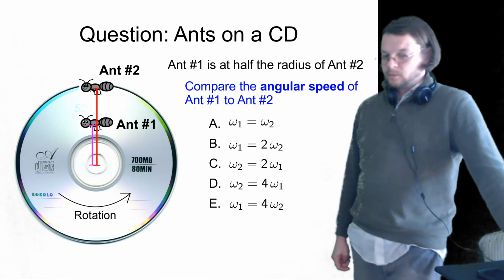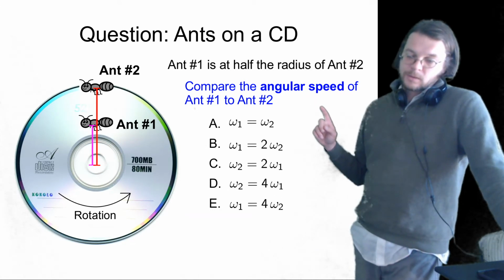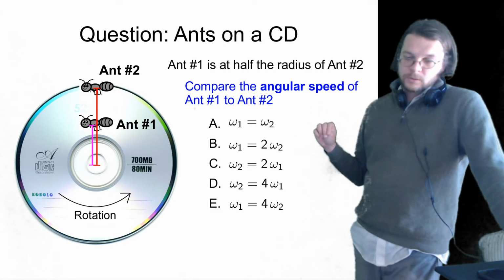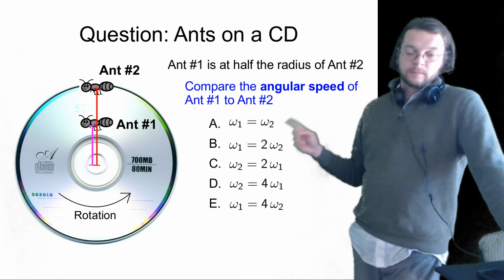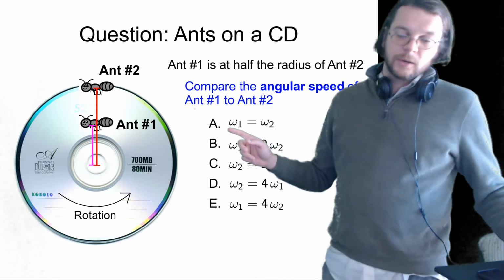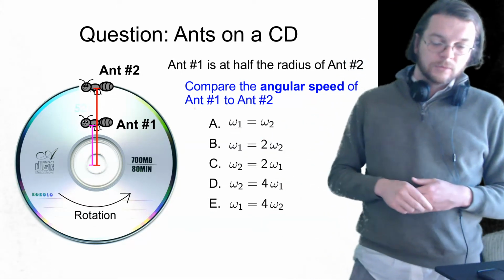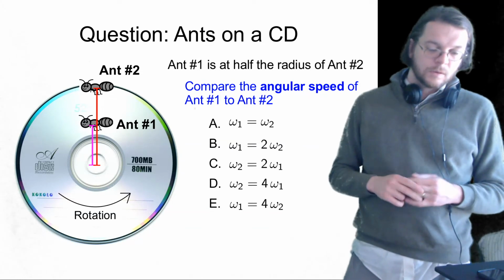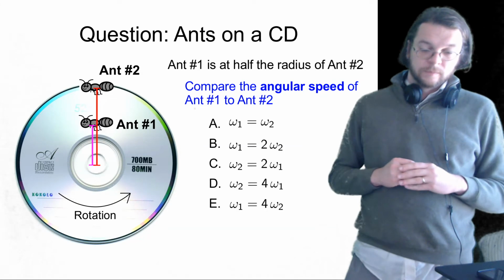Alright, this is the last one. So compare the angular speed. For me, the angular speed is the same idea as the angular frequency. I can't think of an important difference between those two things. In other words, compare omega for ant 1 to ant 2. Are they within a factor of 2, a factor of 4? Are they the same? So again, talk to your neighbors. Try to chat. What do you think?